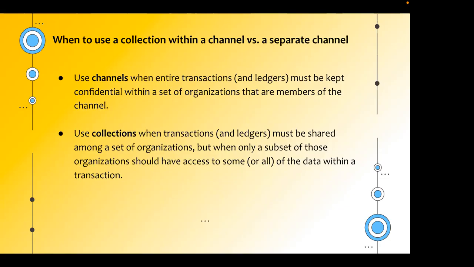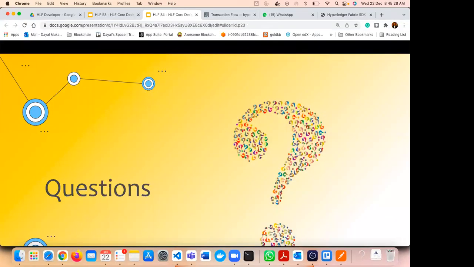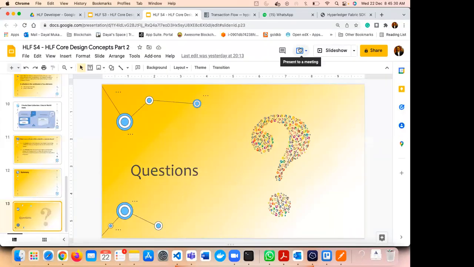But use a collection when the transaction and ledger must be shared among a set of organizations, but only a subset of those organizations. So only for a subset of those organizations, that time you should use the collection. Clear? Yes. So that's it we have for this particular session. I hope that is clear.